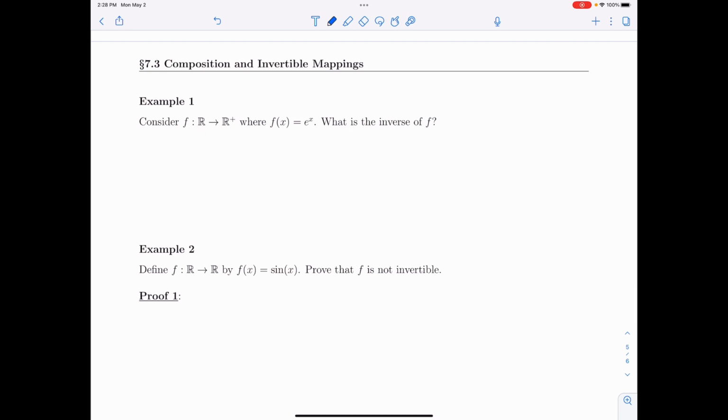So we know that our inverse is going to be some function g. It's supposed to go in the opposite direction than f, so it should go from R plus to R. And we think it's g of x equals the natural log of x. So let's check. If we're going to check, then what I need to make sure is that g composed with f gives me the identity, and f composed with g gives me the identity. So let's take a look.